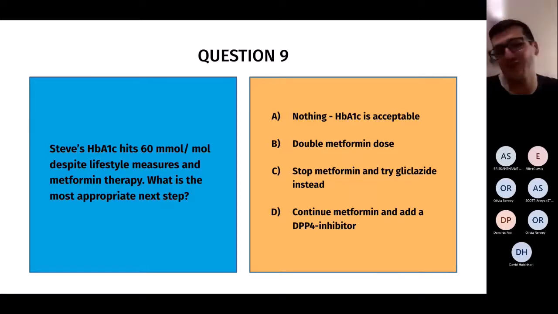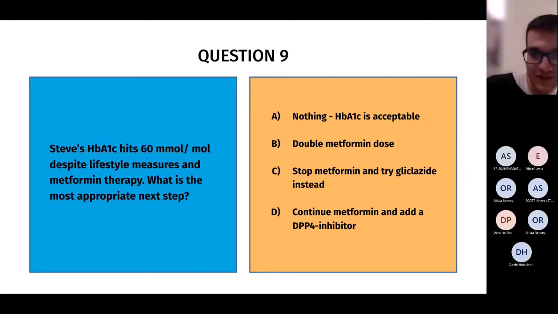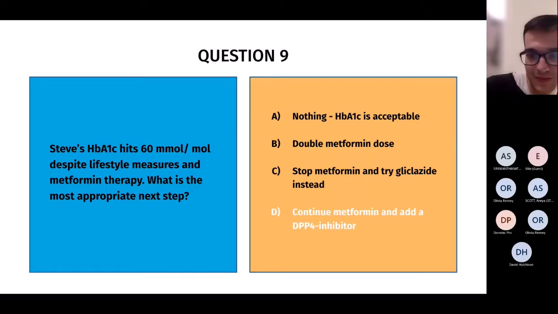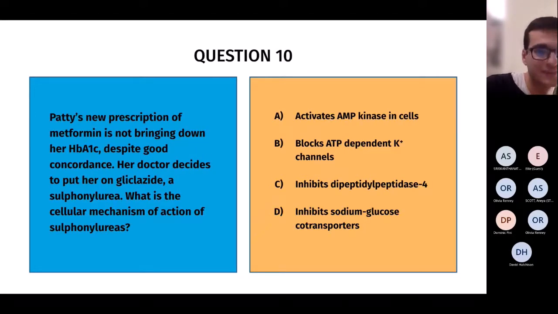But what we've been taught just in the basic pathway is that you continue the metformin and add a DPP-4 inhibitor. In practice, maybe they do double the metformin dose. I don't know. But my understanding is you continue the metformin and then you add a DPP-4 inhibitor, or one of the other diabetes drugs, which we'll go over in a minute. Basically, you continue the metformin and add another diabetes drug, because you need to increase the medications you're giving. All right, next question.